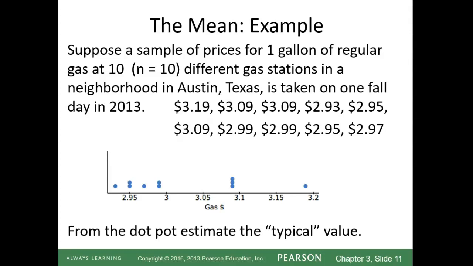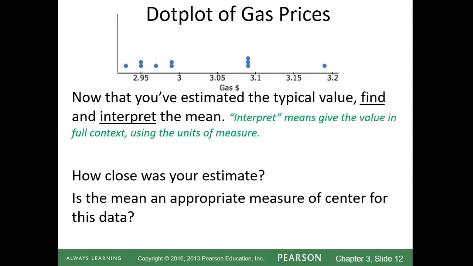I've got a typo on this slide that's supposed to say the dot plot. Estimate the typical value. I'll fix that in the one that I publish. But estimate the typical value, and so you pick a value right in the middle there somewhere. It looks to me like it's somewhere just above $3 would be what would be typical of this. So you took a look at that.